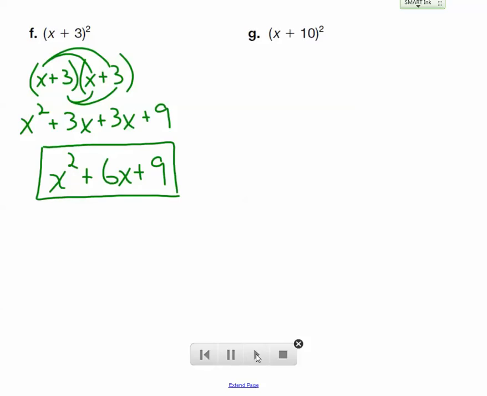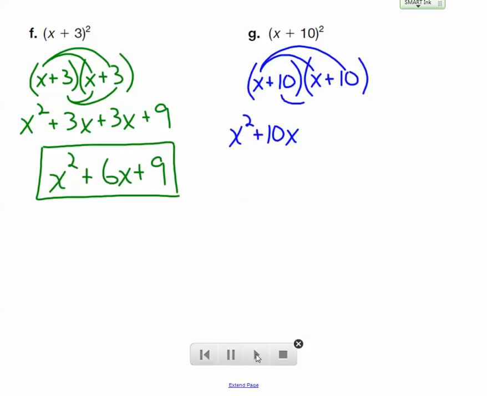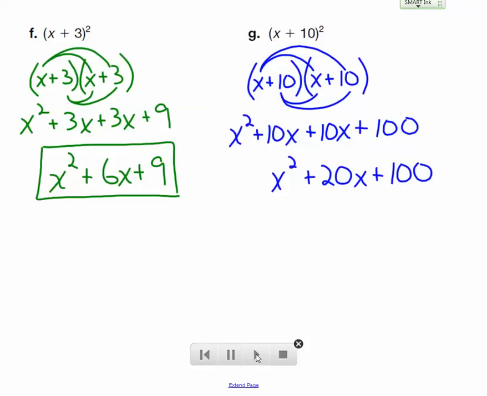X plus 10 squared is like x plus 10 times x plus 10. Distribute the x, we get x squared plus 10x. Distribute the 10, we get 10x plus 100. And then combine like terms. X squared plus 20x plus 100. So x plus 3 squared is equal to x squared plus 6x plus 9. X plus 10 squared is equal to x squared plus 20x plus 100.